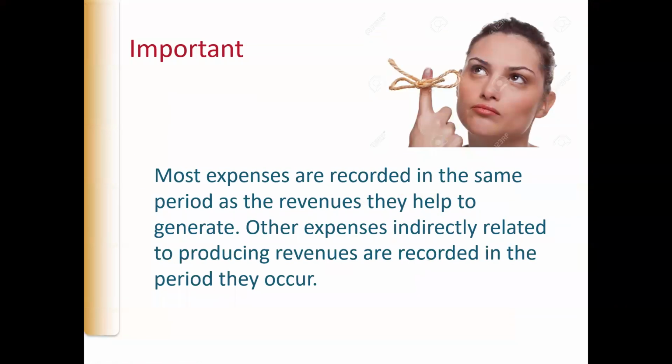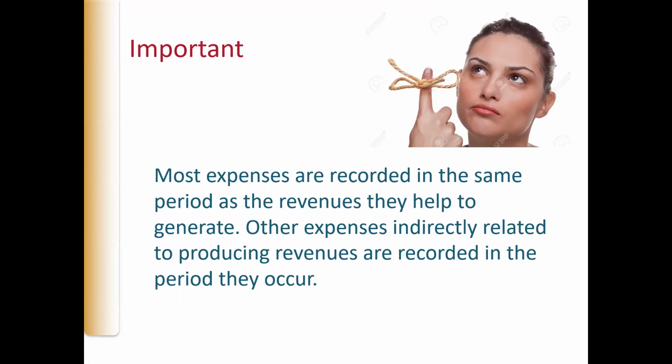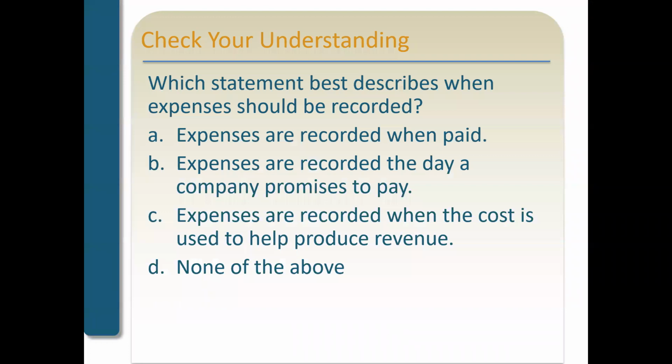When the supply was purchased, April, when the fuel was purchased, and May, when the salaries were paid, all happened in 3 different months. However, all of those expenses will show up in April and be matched with the revenues that occurred in April. So remember, expenses are recorded in the same period as the revenues they help to generate. Expenses that are indirectly related to producing revenues are recorded in the period they occur.